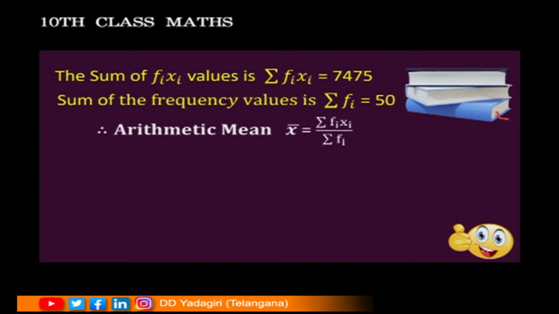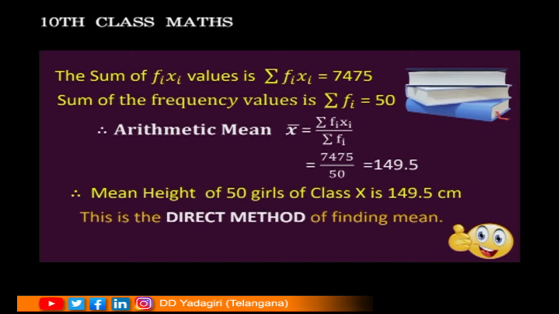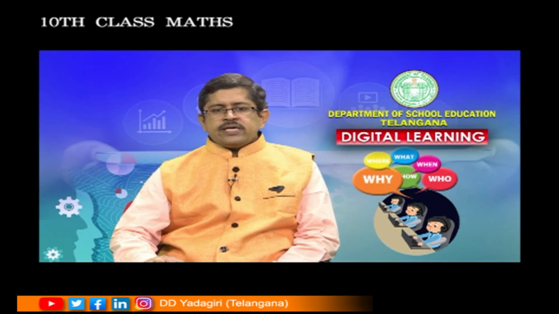So, the arithmetic mean x bar is equal to sigma fi xi divided by sigma fi, which is nothing but 7475 divided by 50. When you calculate it, it is going to come as 149.5. So, the mean height of 50 girls of class 10 is 149.5 centimeters. This method of finding the mean is called the direct method. Children, I hope that you have understood this method.